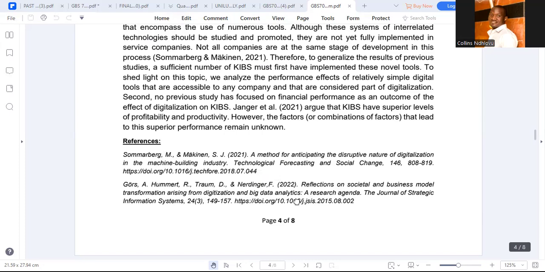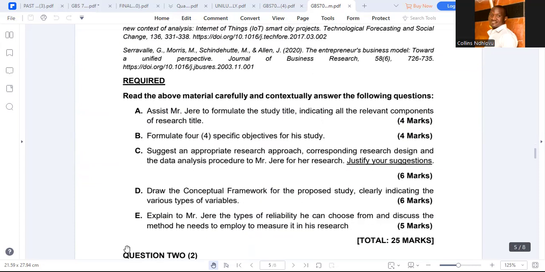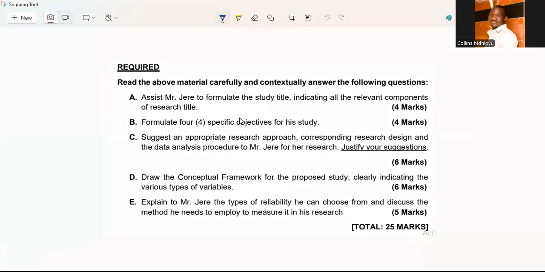So we have references here in Harvard system. Okay. So we have questions to do. Here are the questions. Number one, after reading the following, formulate a title for the relevant components, then formulate objectives, the research approach corresponding to the design, and also draw a conceptual framework for the proposed study, clearly stating the types of variables, and explain types of reliability. You can choose to discuss this.